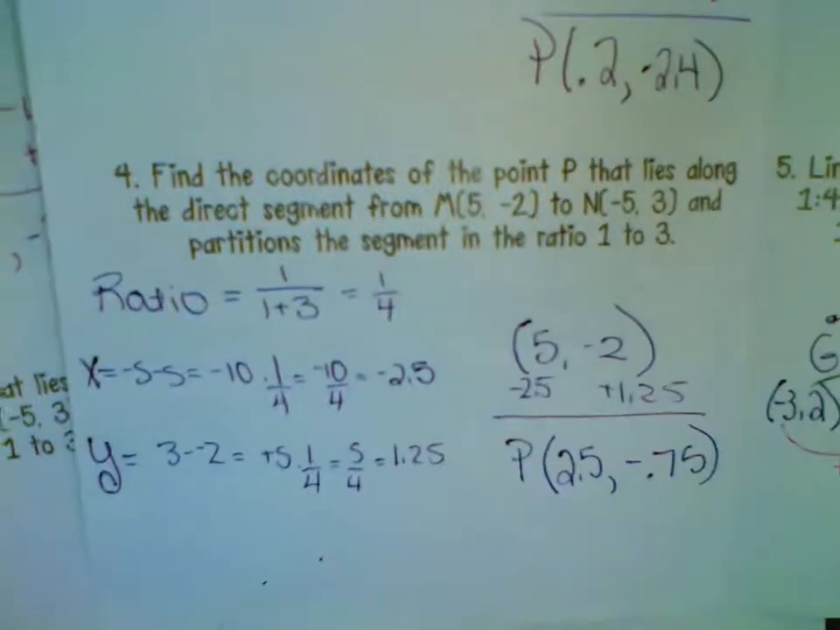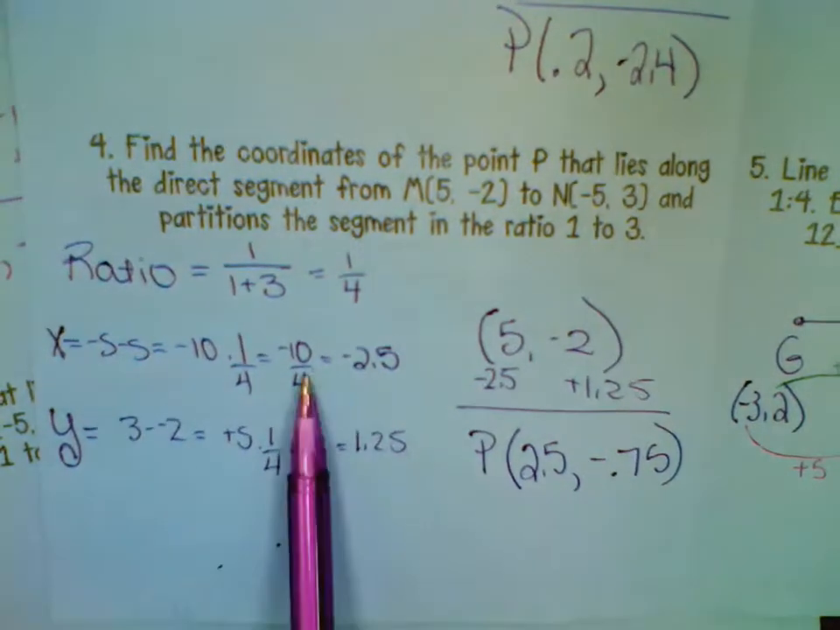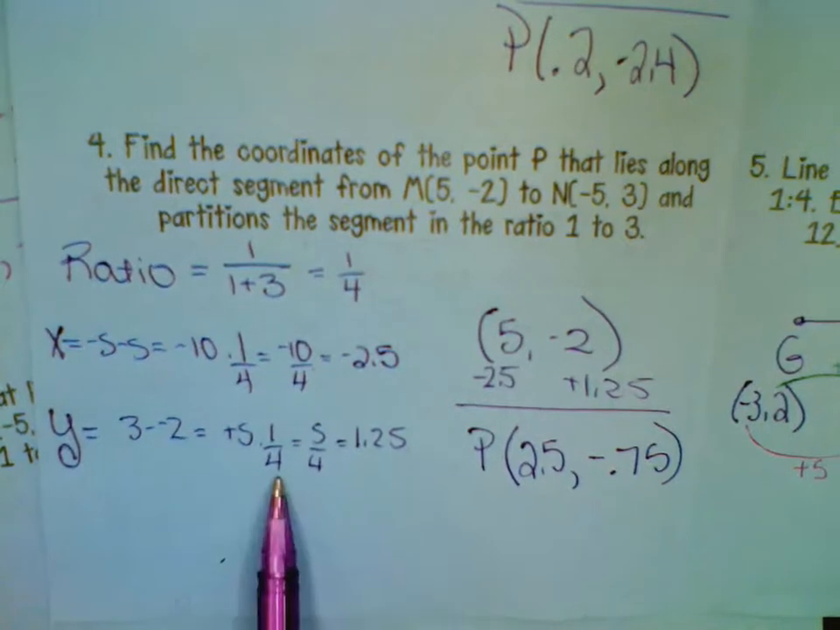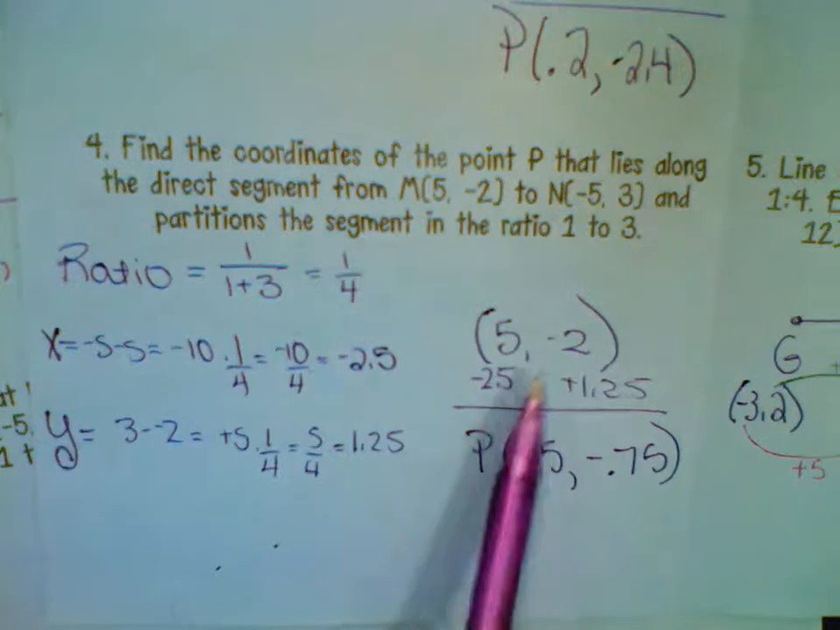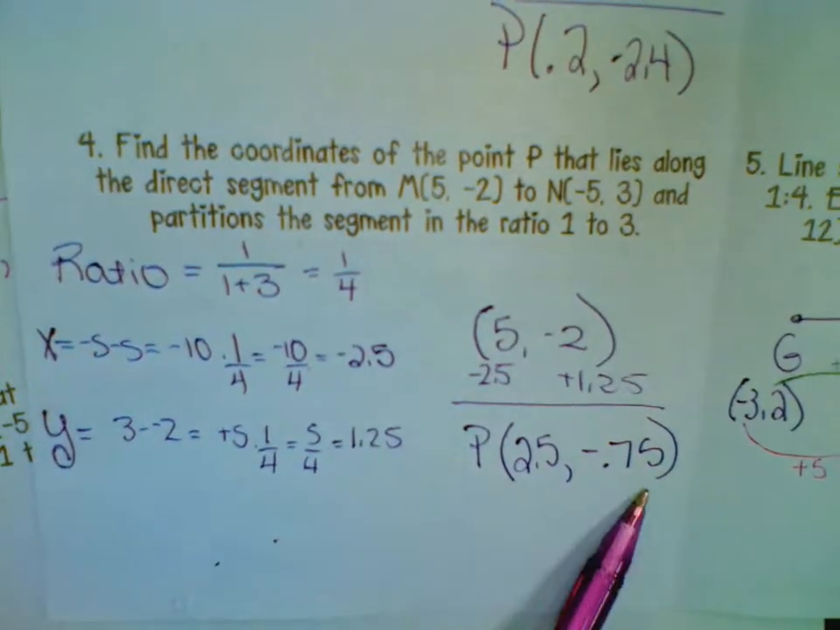For example 4, we had 1/4 as a ratio. Subtract the x's, multiply by the ratio, change it to a decimal. Subtract the y's, multiply it by the ratio, change it to a decimal, and then take those numbers and add or subtract them to your original point. So we get 2.5, negative 0.75.